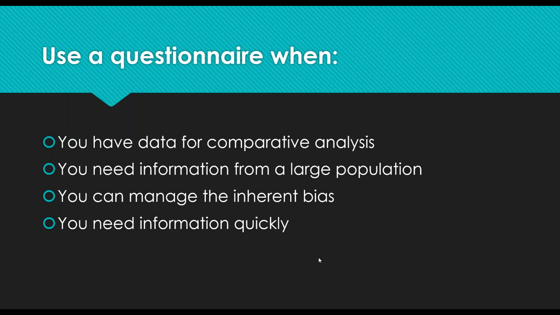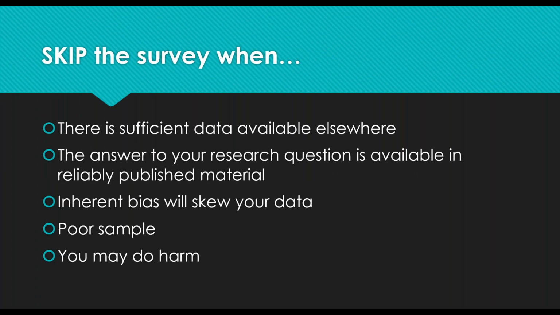When you need information from a large population, it's time to do a questionnaire, a survey. And when you can manage the inherent bias, and we're going to talk a little bit about inherent bias in our data, and when you need information quickly, like the polls that I conducted, that's the time to do it. I need that information at the beginning of class. So you want to skip the survey idea. Just don't do a survey when there's sufficient data available elsewhere.